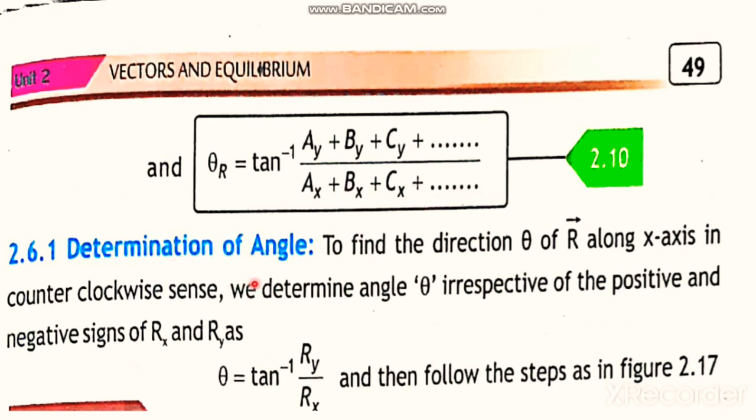Now, determination of angle. To find the direction theta of R along the x-axis in the counterclockwise sense, we determine the angle theta irrespective of the positive and negative signs of Rx and Ry. When we are determining the value of theta by using this formula, we ignore the signs of Ry and Rx. But by considering the negative and positive signs of Ry and Rx, we can determine the direction of the vector as follows.